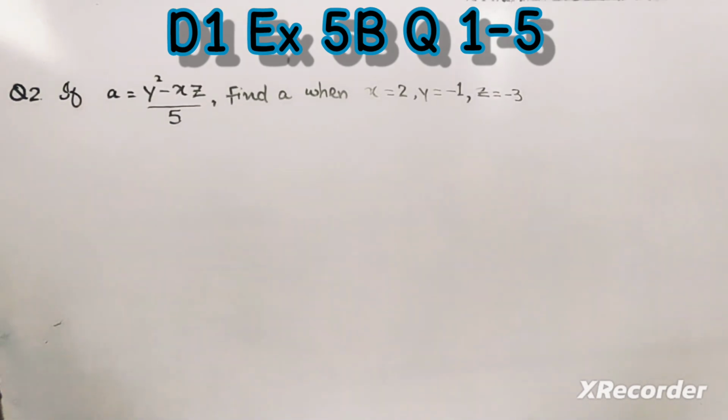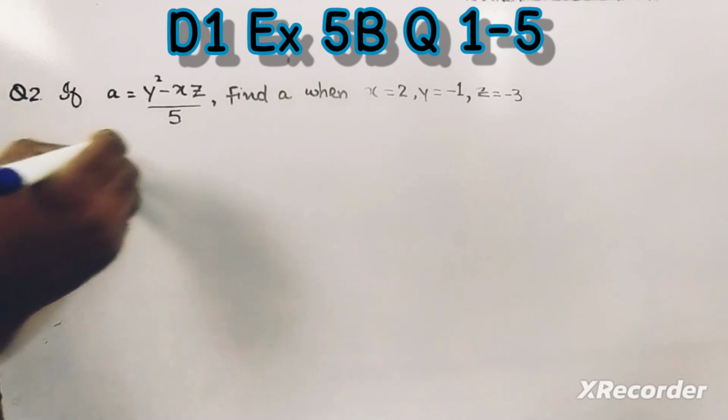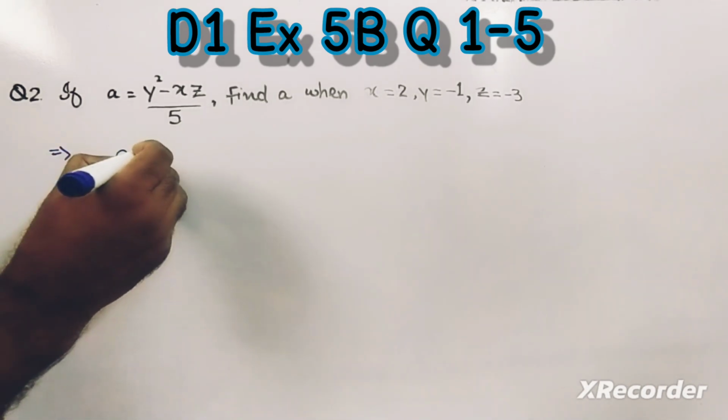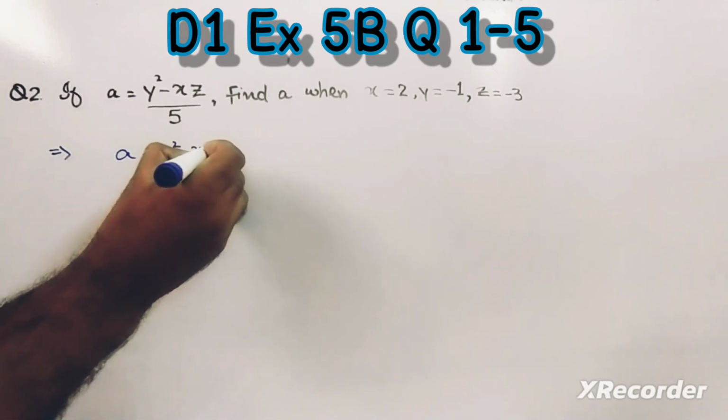Now moving to the part 2. Question 2. If a is equal to y square minus xz upon 5, then find a when x is equal to 2, y is equal to minus 1, z is equal to minus 3. Let's begin. First we write the given equation. a is equal to y square minus xz upon 5.